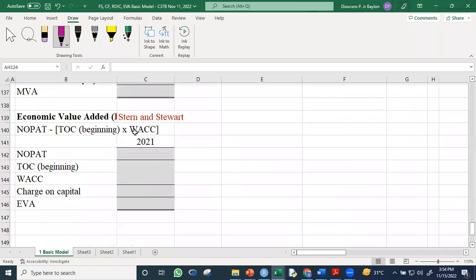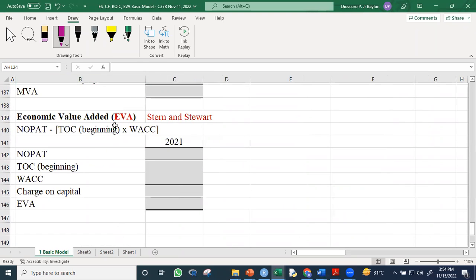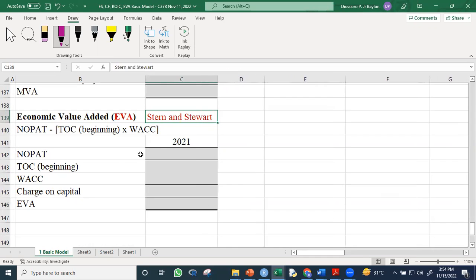Itong EVA, economic value added. So let's compute for this first. What is the economic value added? This was developed by Stern Stewart. Very practical yung ibig sabihin nitong economic value added, class. As the name suggests, economics yung root niya. Economic value, hindi accounting value. So this is where finance and accounting differ, kasi si accounting, technically wala silang concept ng ganito sa financial statements.